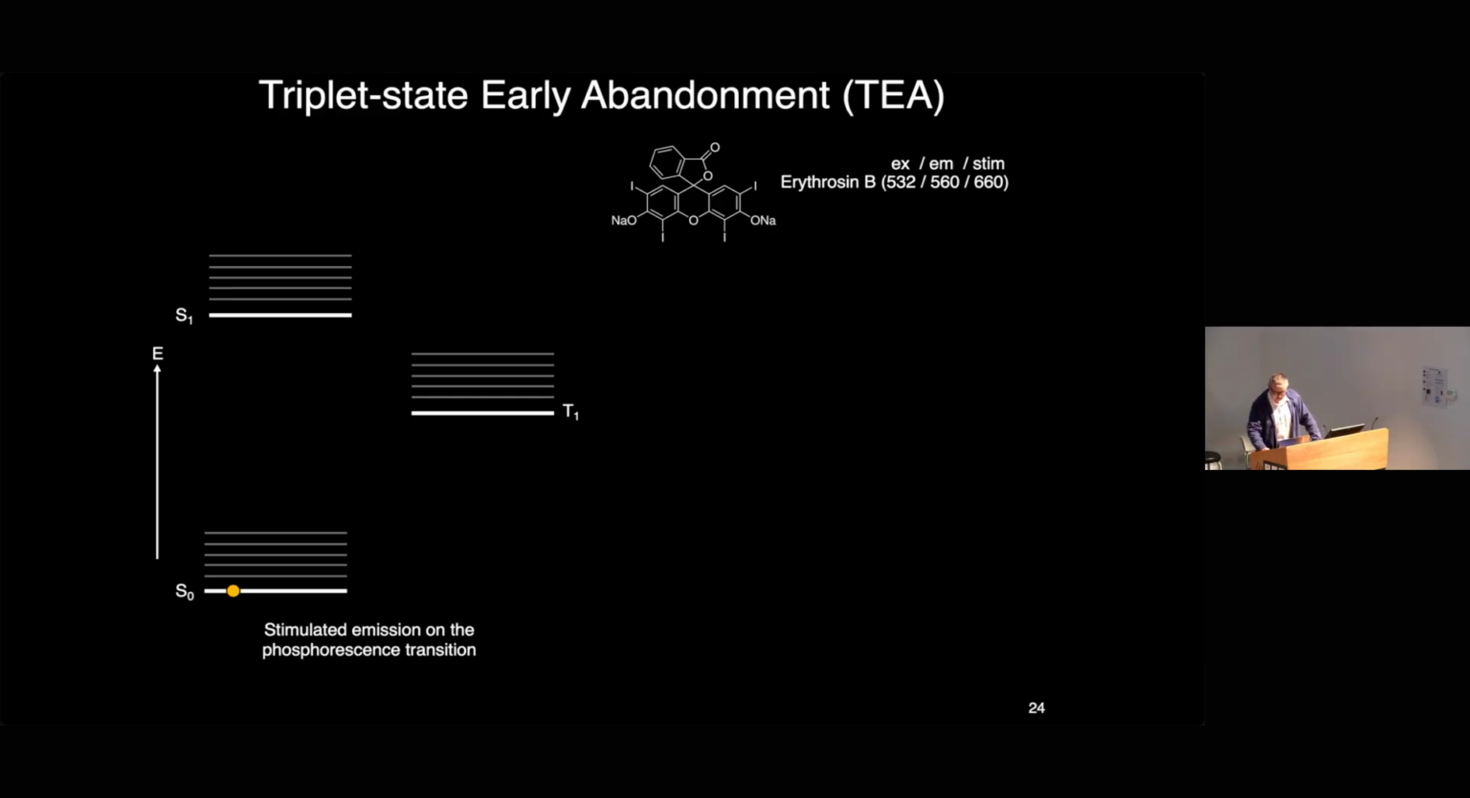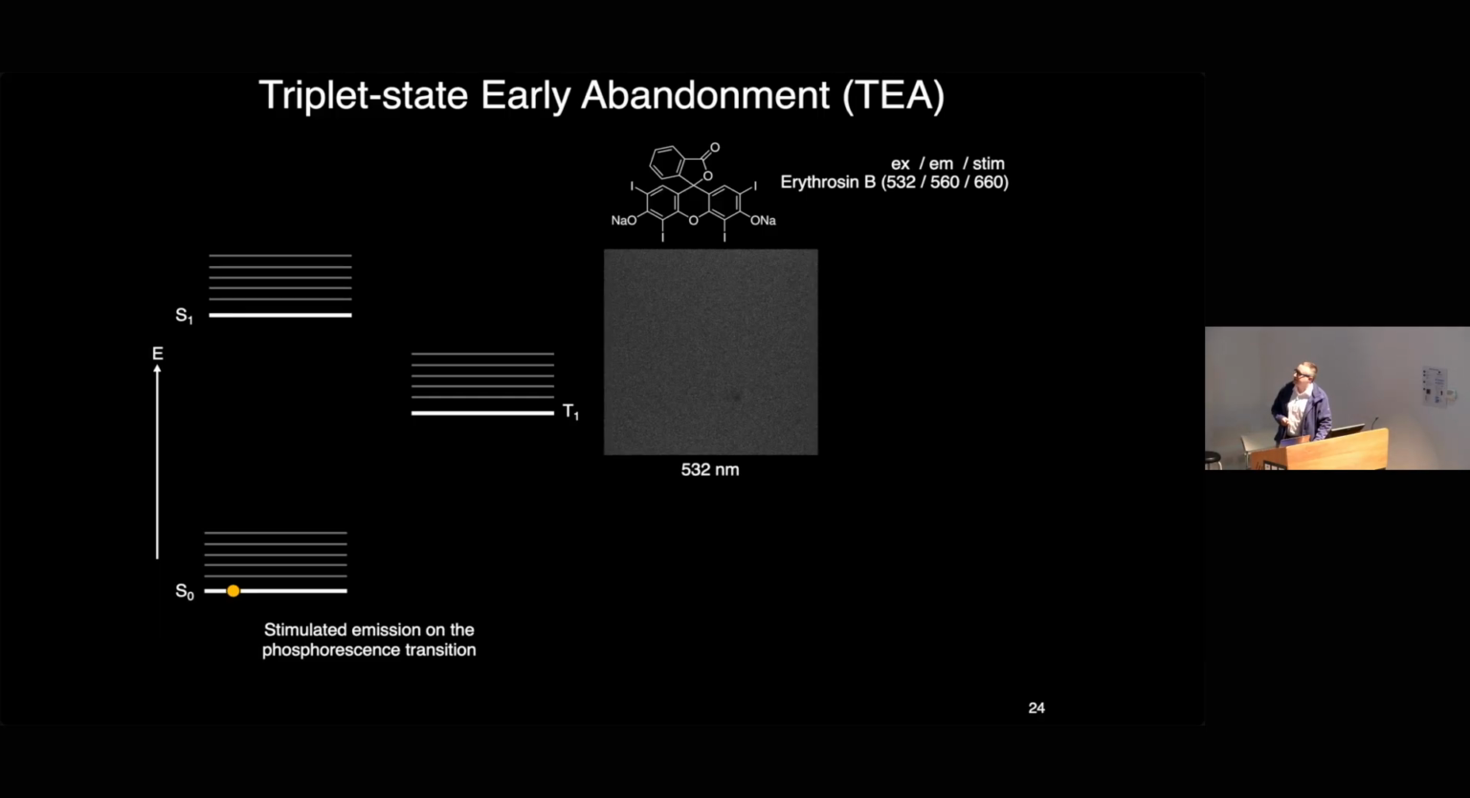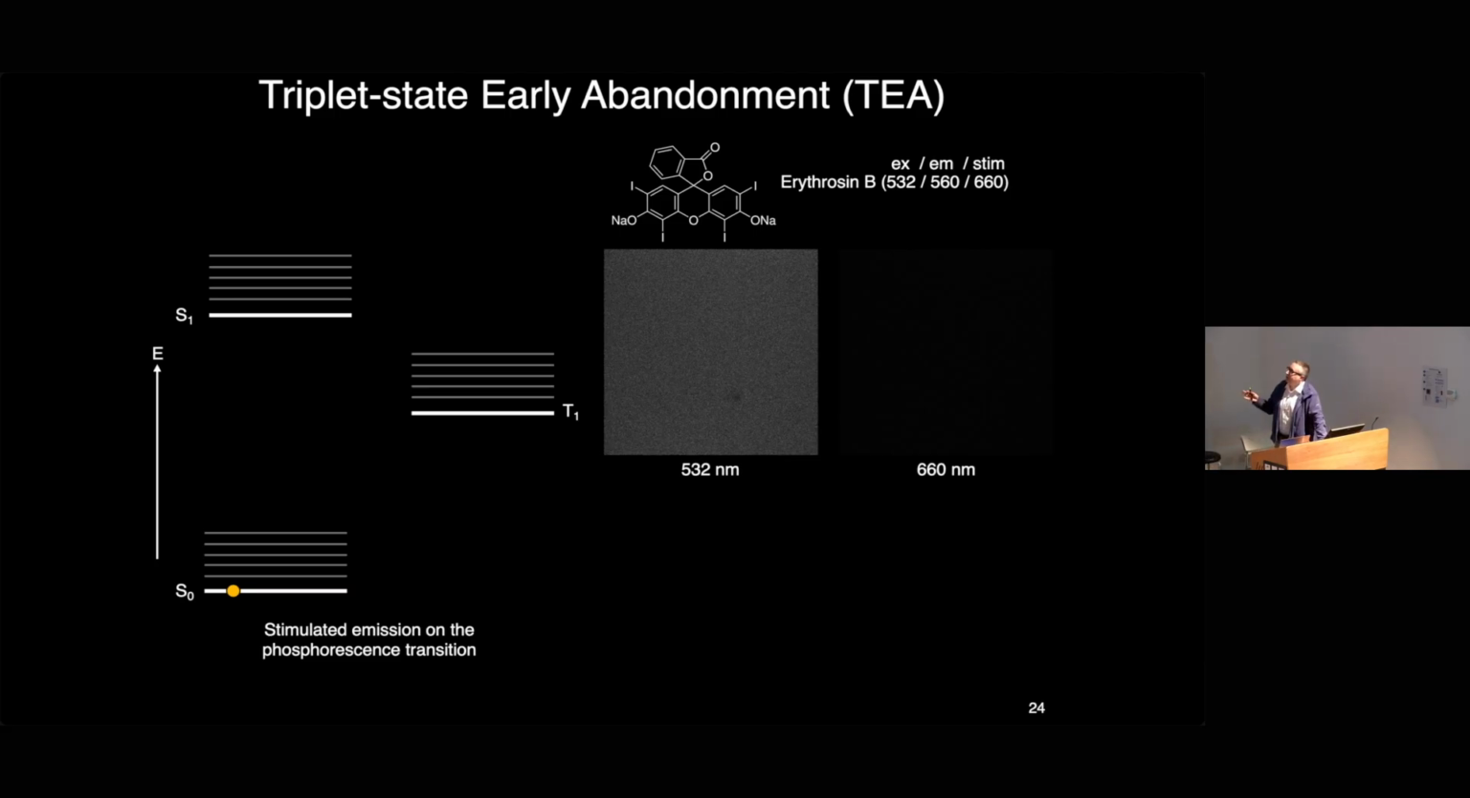So the plan is we excite normally with 532 nanometer light a sort of thin film of the dye, and we get some signal. We then excite with 660 nanometer light, which corresponds to that phosphorescence transition. And we don't want to see any signal because that means that we're exciting from the ground singlet state to this singlet state. We don't want that. So we see no signal.